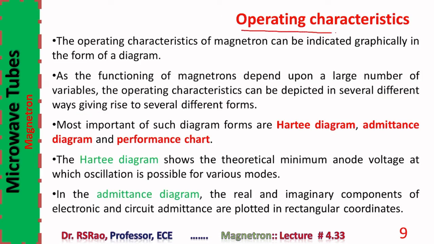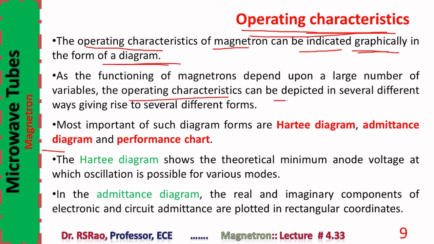Now, operating characteristics. The operating characteristics of a magnetron can be indicated graphically in the form of a diagram. As the functioning of magnetrons depends upon a large number of variables, the operating characteristics can be depicted in several different ways, giving rise to several different forms. So the basic aspect one has to keep in mind while trying to understand the behavior of the device is that its functioning depends upon a large number of variables.